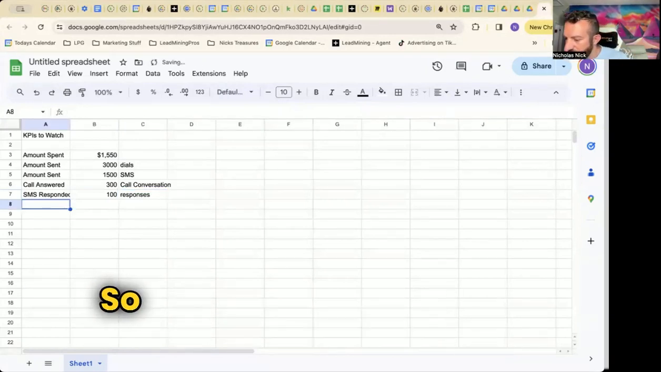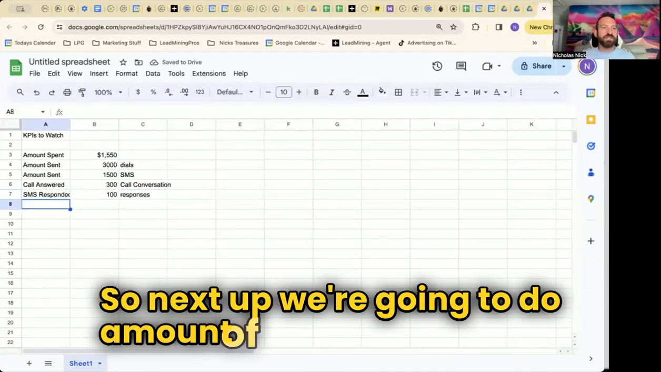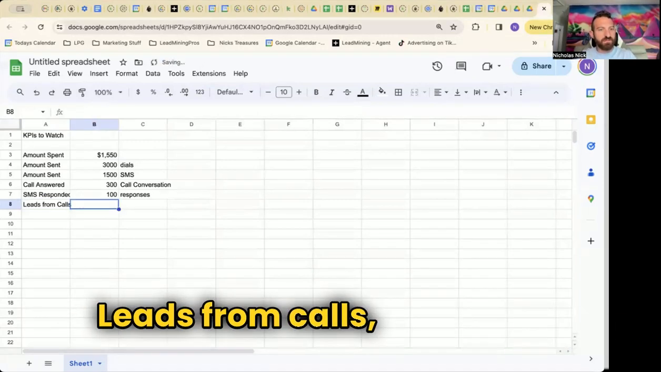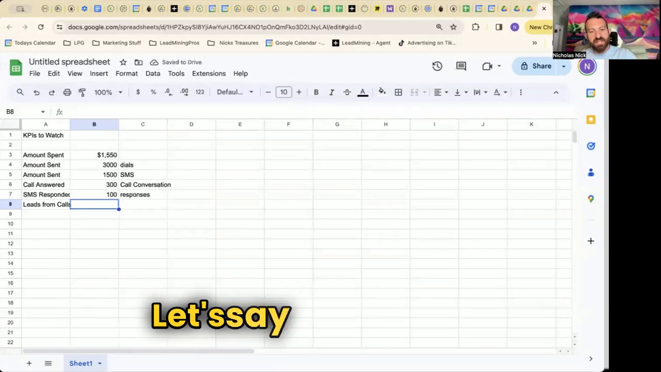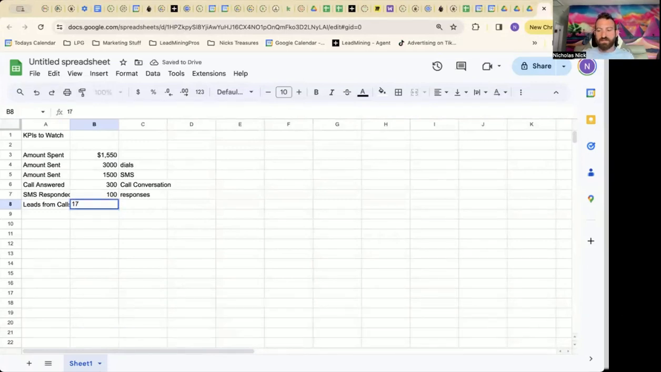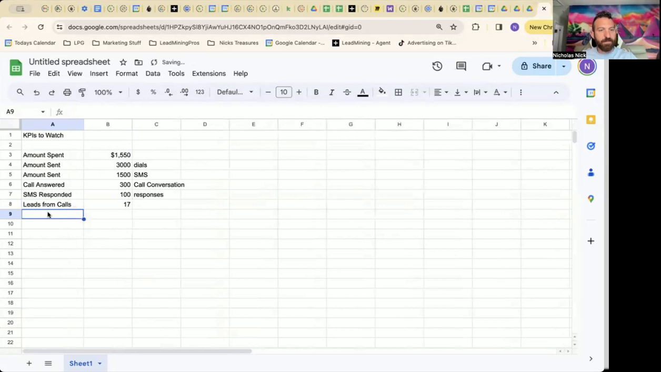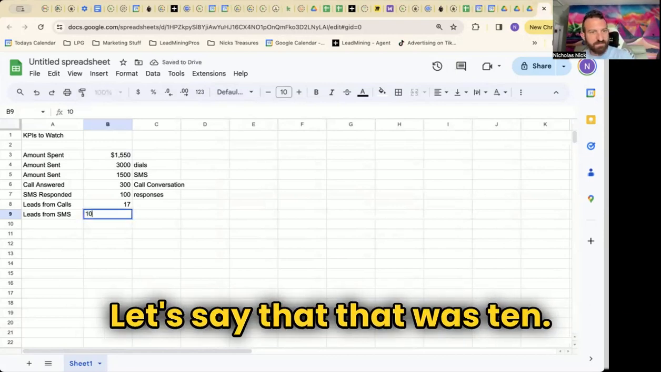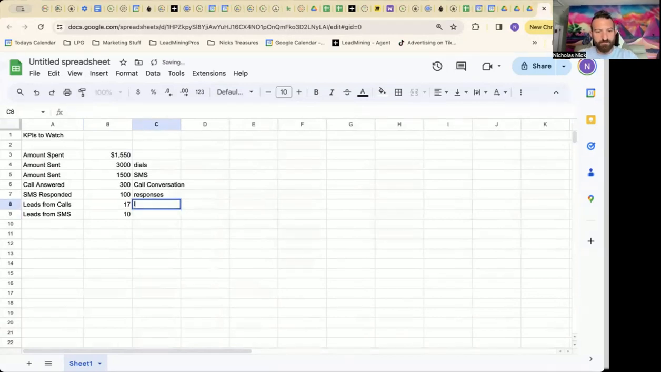Great. Next up, we're going to do amount of leads generated. Leads from calls: of the 3,000 dials, let's say there were 17. Leads from SMS: of the 1,500, let's say that was 10.